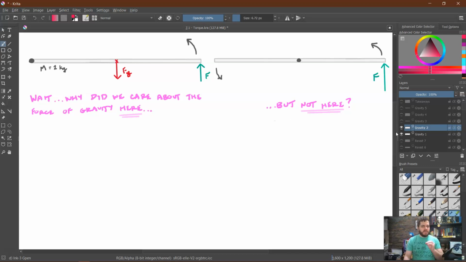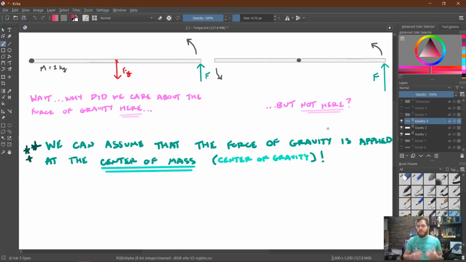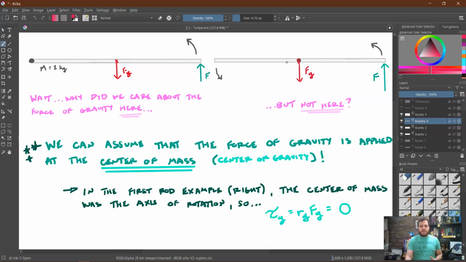Well, it has to come down to this: the force of gravity we can always assume is applied at the center of mass of the object. And this is otherwise known as the center of gravity. So that's going to be at the center of this rod, or in other words, that will be right here at this position in that earlier situation. But if you look at that, that force is not going to be applying a torque, because it is at the axis of rotation. That lever arm here is just 0, so the torque due to gravity in this particular one is 0. So I didn't need to worry about it there.